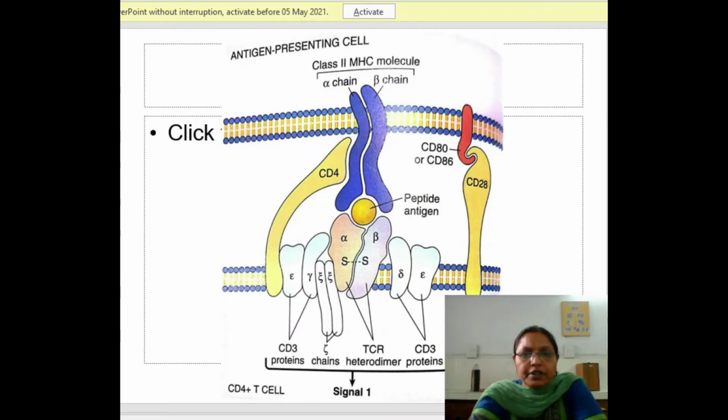The important ones are the MHC class 1 and MHC class 2 molecules. MHC class 2 molecules bind with the CD4 receptor, and MHC class 1 molecules bind with the CD8 cells, and take part in the mechanism of immunity. Both of these cells and both of these receptors are important. MHC class 1 is present on all cells of the body, and MHC class 2 is present on certain cells like macrophages, dendritic cells, etc.